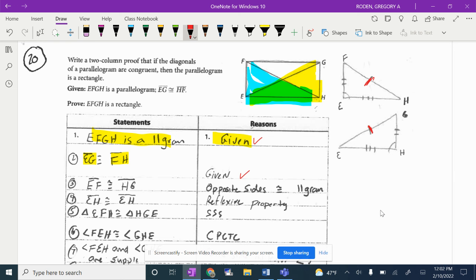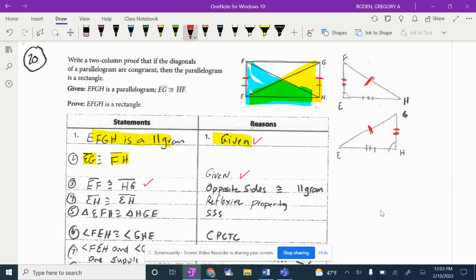Okay, so now we can say that EF is congruent to GH. We can say that these two sides are congruent to each other because it's a parallelogram, and parallelograms have congruent sides. So on my triangles that I pulled apart, I just put those in there also. Okay, see what I'm doing there? All right, and then I got that. So given sides are parallel, that. Okay, so EH is congruent to EH.